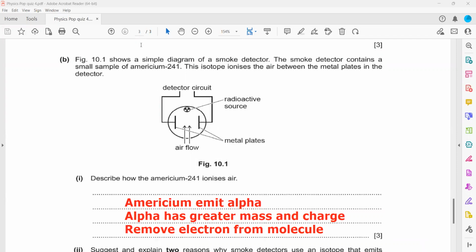So what actually happened? This radioactive source will emit alpha. Alpha means 2 protons and 2 neutrons. And this alpha particle will interact with an atom or a molecule of air, and it will knock out an electron. As a result, it will produce a positive ion and an electron. So americium is emitting alpha, that alpha has a greater mass and charge, and when it interacts with a molecule, it will knock out the electron, which results in ionizing the air. Is it clear? Part B1.